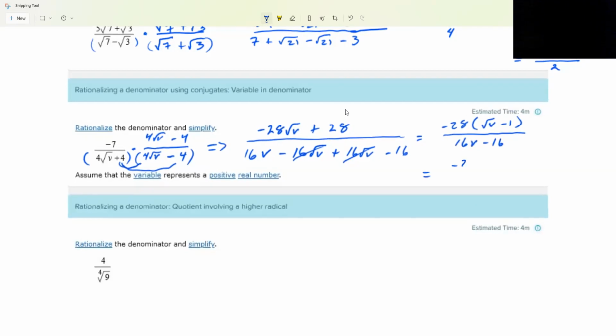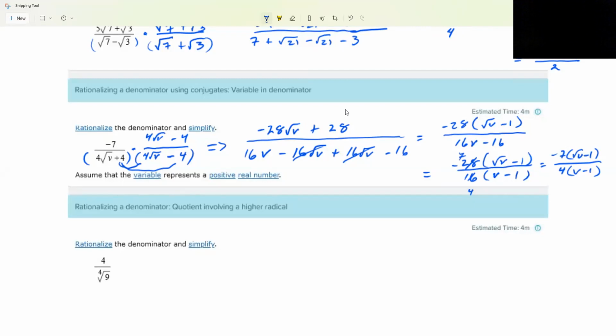And what I can do on the bottom there is factor out 16. Okay. That's going to leave me with b minus 1. And then you just reduce it. So 4 goes in here 4 times, 4 goes in there 7 times. So I end up with negative 7 square root of b minus 1 all over 4 times b minus 1. Okay.